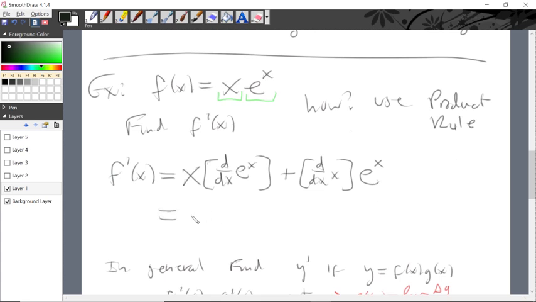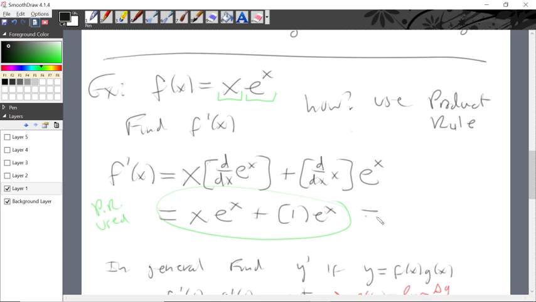Okay, now let's take our derivatives. The derivative of e to the x is e to the x. And the derivative of x, well, that's 1. And then we have an e to the x again. Okay, now here's our answer. We've shown with the product rule all the correct results in the correct combination.